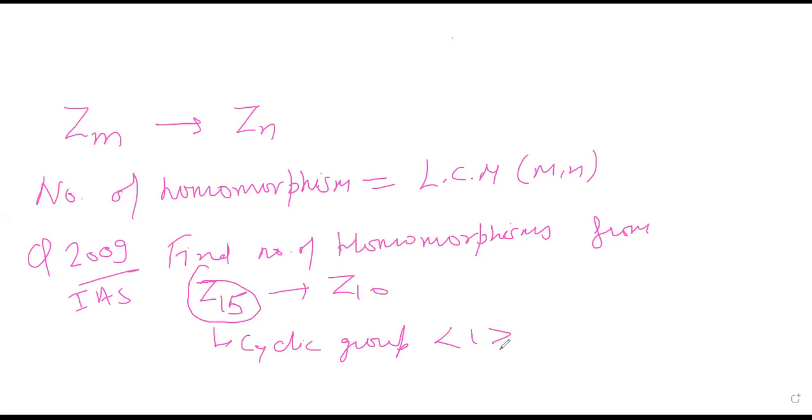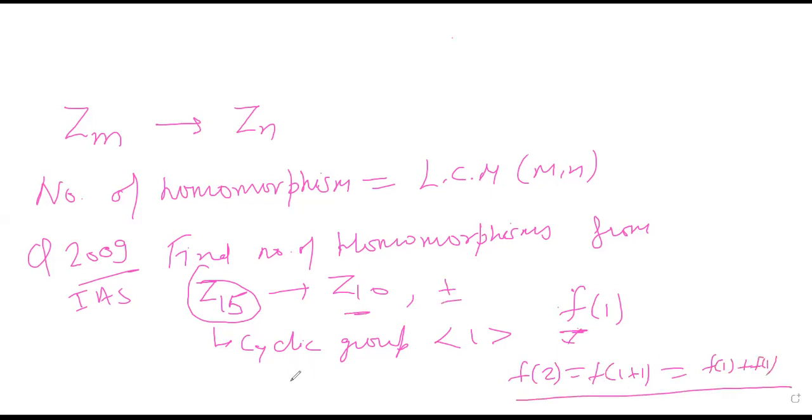If I am able to find the image of 1, let's say f is the homomorphism, then if I'm able to find f(1), I can find the images of all the elements. If I want to find f(2), it will be f(1+1), and the right side here, Z10, is also with respect to plus. So it will be f(1) plus f(1), because that is the property of homomorphism, right? Similarly, for f(3), it will be f(1) plus f(1) plus f(1).